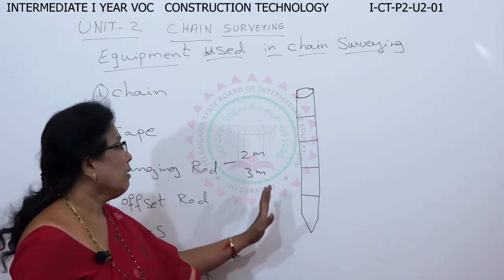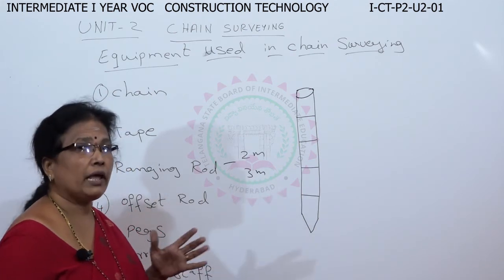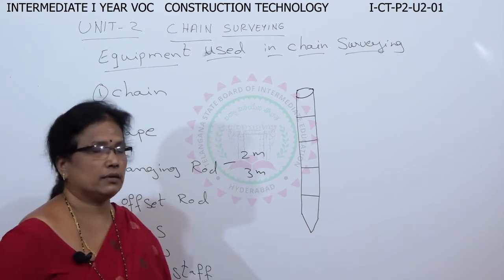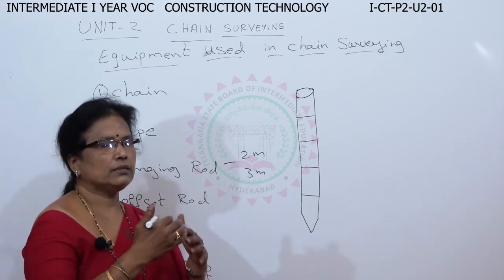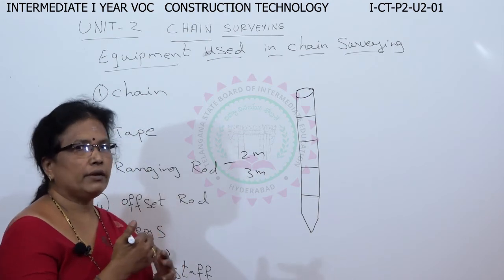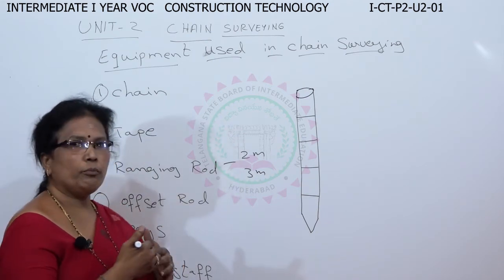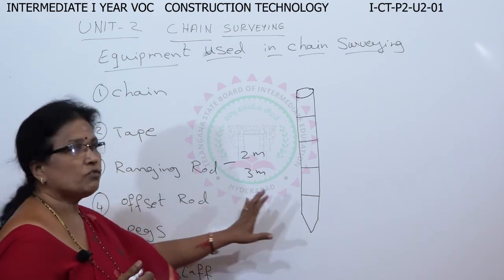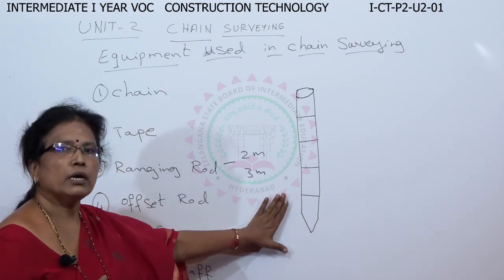Actually, the main purpose of the ranging rod is to range the line. What is ranging? We will learn in the next class. Ranging means nothing but bringing the two lines in a straight line. Before measurement, we have to bring the line in a straight direction, 90 degrees direction. So for that purpose, we are going to use the ranging rod.